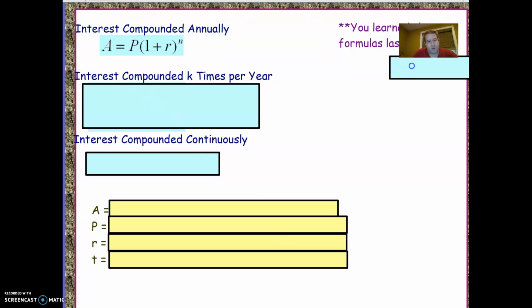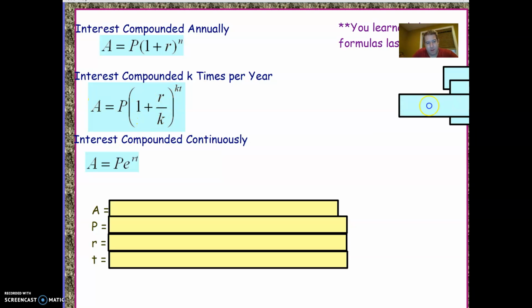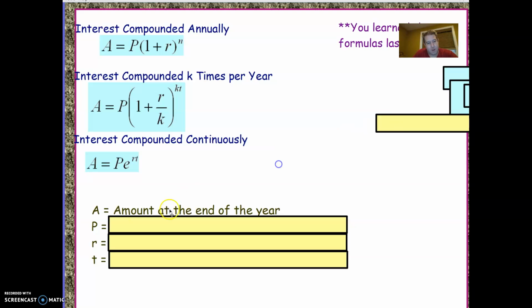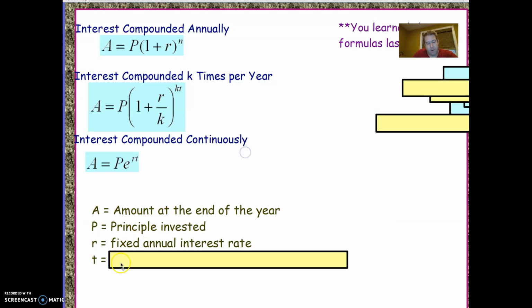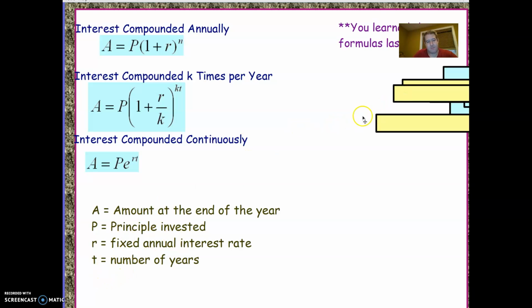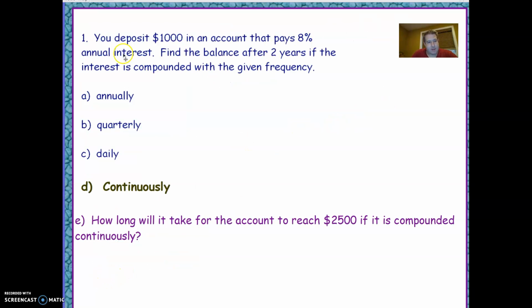All right, so these are the formulas for compound interest. For interest compounded annually, or just simple interest, that's what we've been doing. This is compounded, so we use k to represent the number of times that it's compounded per year, and then continuously, that's the starting amount times e to the power of rt, the rate times time. The A stands for the total amount at the end of whatever the unit is. The principal invested is how much you started with. R represents the rate at which it's changing, and then T is the amount of time that it takes.